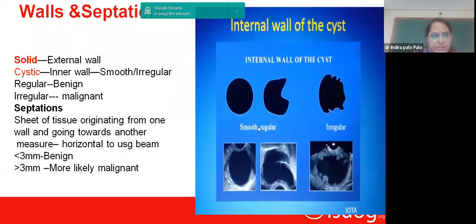Then walls and septation are also not given much importance by IOTA, but if you are examining a solid mass, you should look at the external wall of the mass so that you can consider whether the mass is regular or irregular. If the external wall of a solid mass is regular, then the mass is regular. If it is irregular, then it is irregular. When you are examining a cystic mass, you look at the inner wall of the mass. If the inner wall is smooth, then the mass is regular. If the inner wall is irregular, then it is irregular. A regular margin usually tells us that probably this mass is benign. When the mass is irregular, probably the mass is malignant.